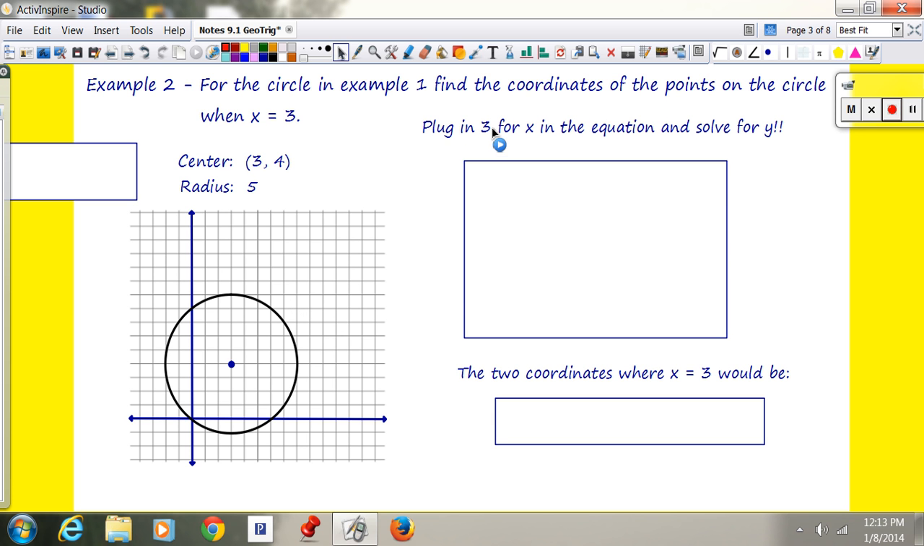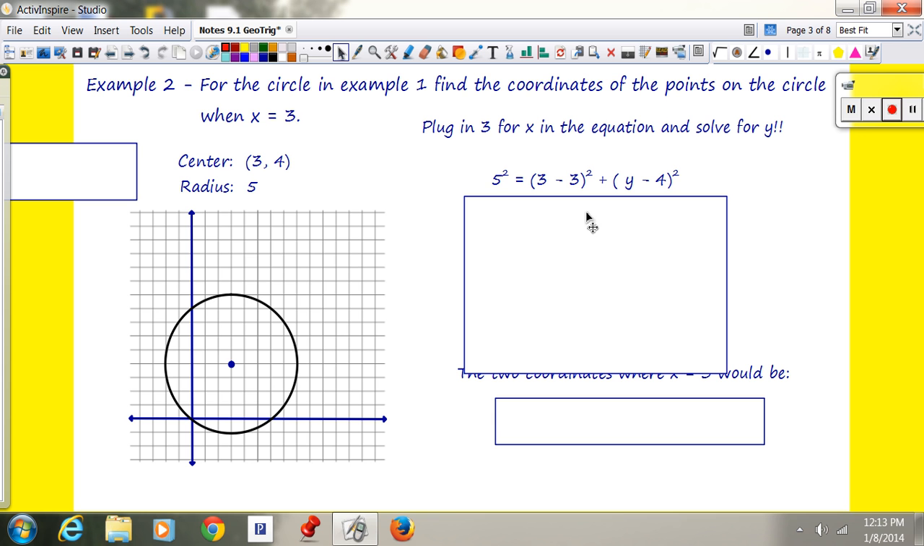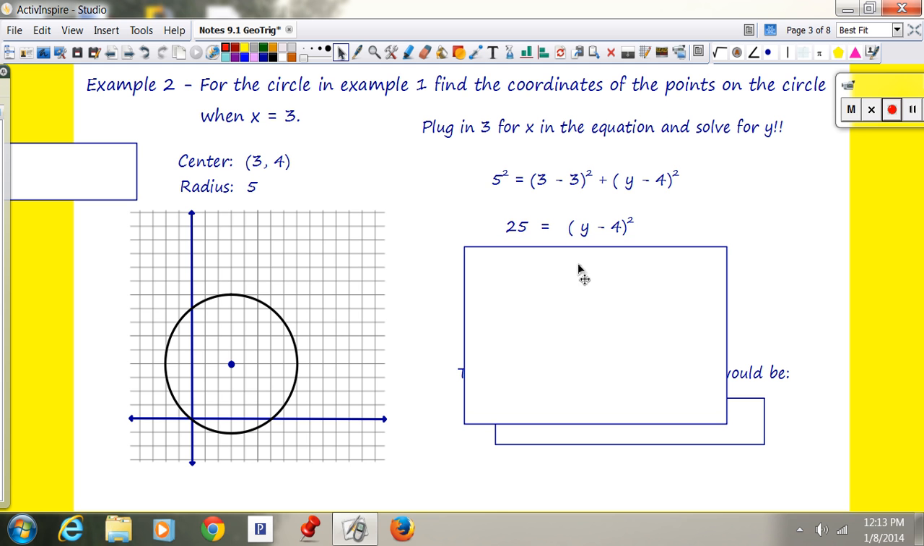Now plug 3 into the equation and solve for y. Okay, so my equation from before was 5 squared equals x minus 3 squared plus y minus 4 squared. I'm going to take out the x and put in a 3 here. So that's actually going to be 0 squared, which we know is 0. So that's pretty much gone. This is just coming down. And then I simplified that.